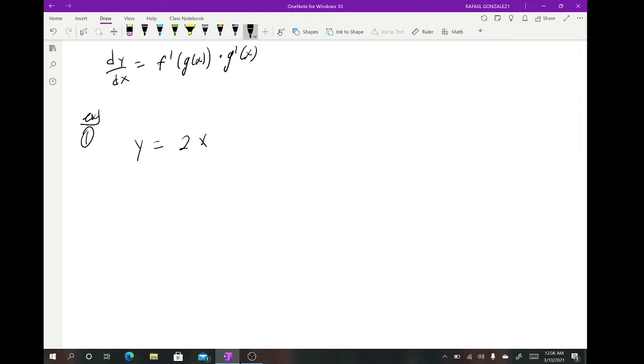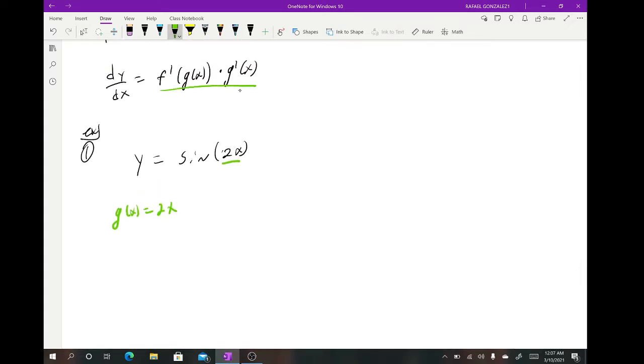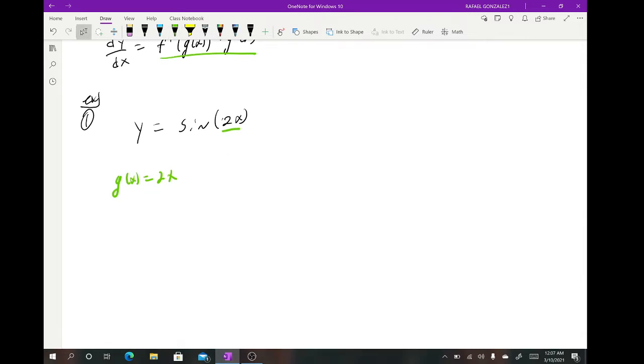y equals sine of 2x. It is important that you identify quickly what u is. Here, u or g of x is 2x. I'm going to use g of x because I wrote the rule with g and f, but g of x is the same thing as u. It's the inner function. Then f of x is simply sine of x.